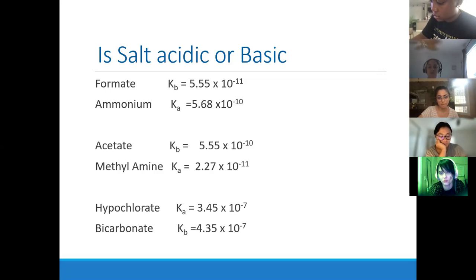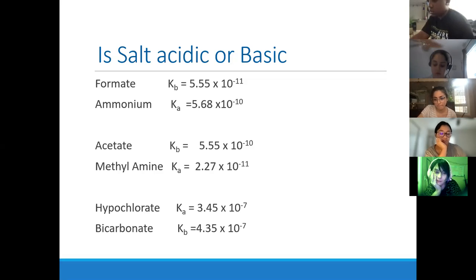Jessica, acetate and methylamine. Acetate has a Kb of 5.55 times 10 to the minus 10th. Ka of 2.27 times 10 to the minus 11th. So if I put them together, I know you've already answered, Jessica. I'm doing this for the benefit of others. If I put the anion and cation together and make methylamine acetate, is it going to be a basic solution or acidic? Basic. Why? Because the Kb is a bigger number than the Ka. Yep. Okay.